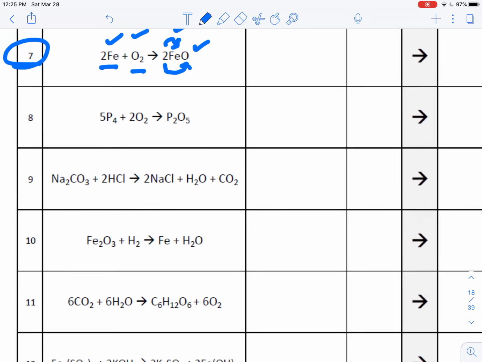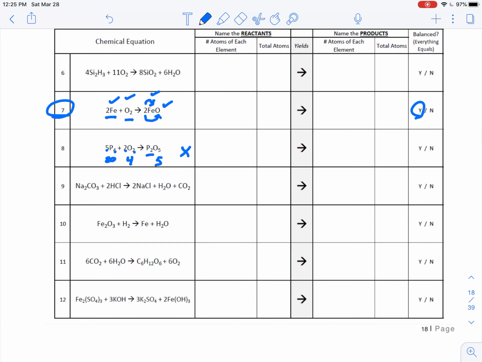Comparing that to the one below, we have 4 times 5, which is 20 phosphorus, and on this side we have 2 phosphorus. So I can tell already that this is not balanced. Here we have 2 times 2, 4 oxygens. Here I have 5 oxygens. That's why number 8 was a no. So we're just in this exercise determining whether these equations are actually balanced.